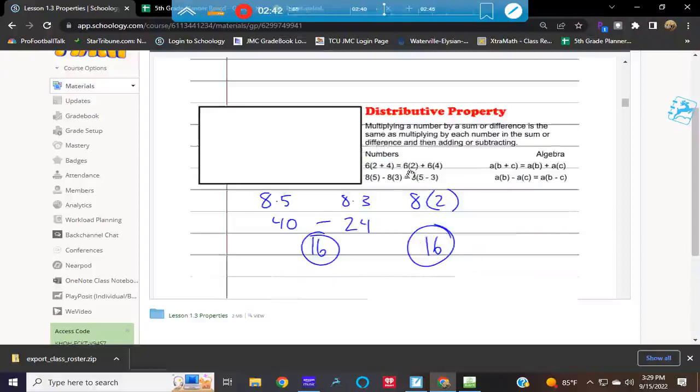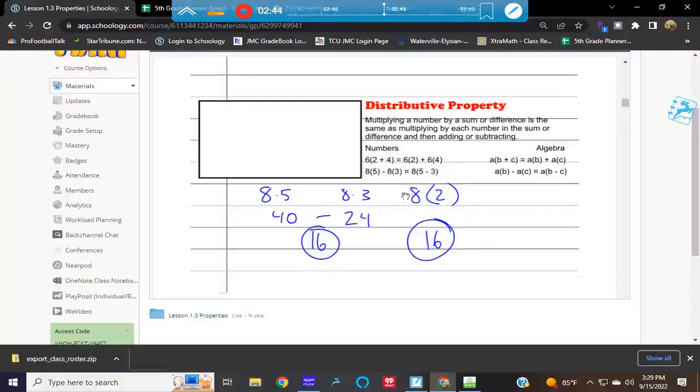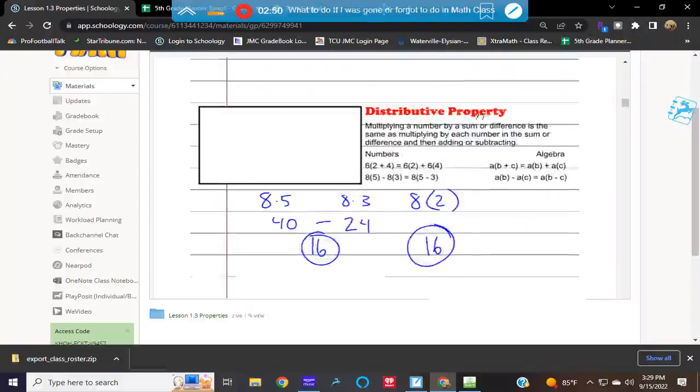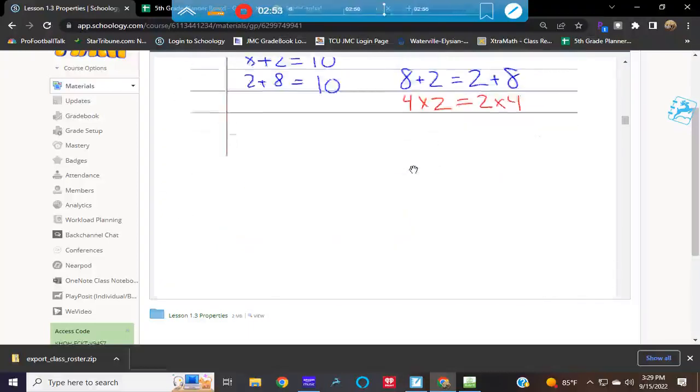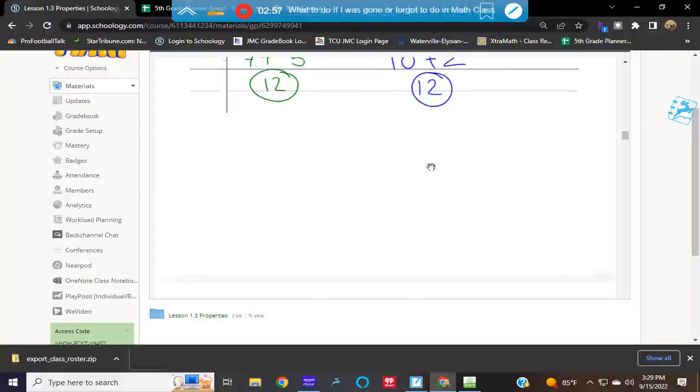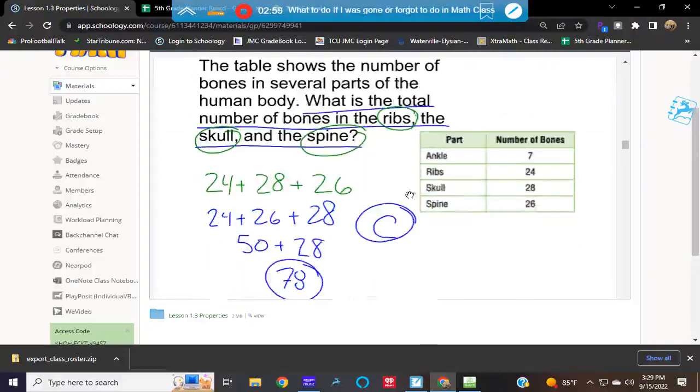So the first flap is called the distributive property. Our second flap is the commutative property. If you forget what it means, there it is. If you forget what the distributive property is, there it is. Okay, and here's our associative property. All three of them in their definition. Now we're going to go through some examples of how to use it.